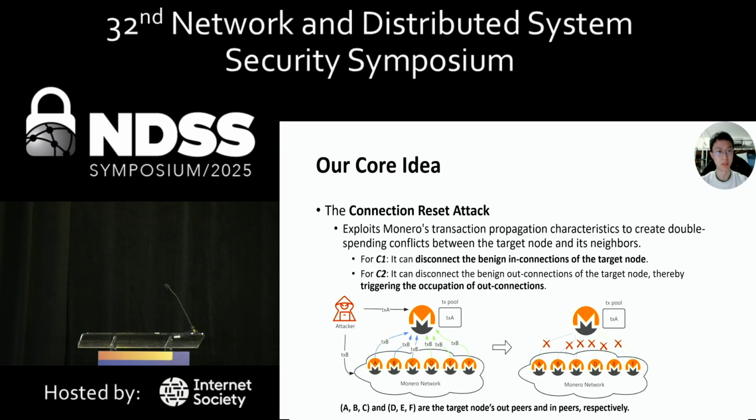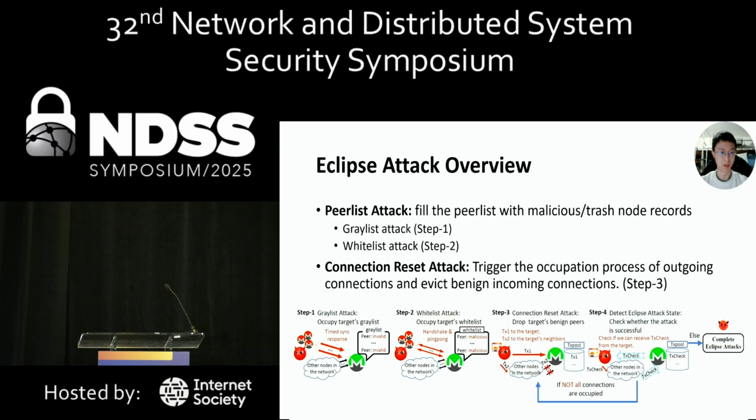Our core idea is the connection reset attack, which exploits Monero's transaction propagation characteristics to create double spending conflicts between the target node and its neighboring nodes, thereby disconnecting the target node's benign connections. So let's first take a look at the overview of our Eclipse attack. Our attack consists of two parts, the peer list attack and the connection reset attack. The primary goal of the peer list attack is to fill the peer list to prepare for occupying outgoing connections, ensuring that the target node can only select the malicious node from its peer list.